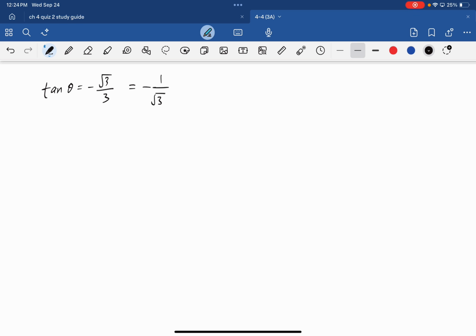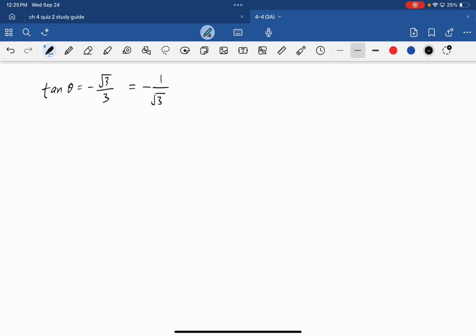Nope. Tangent pi over 2 is actually undefined. Anybody got it? Mm-hmm. 5 pi over 6. It's one of them. Very good. Yep, 11 pi over 6. Very good. Definitely a tricky one. I'll show you guys.